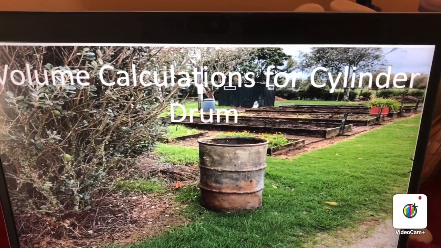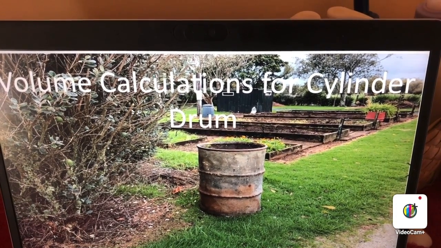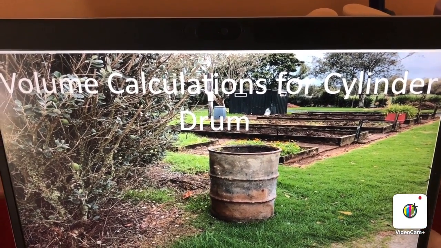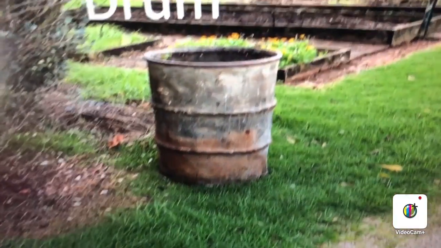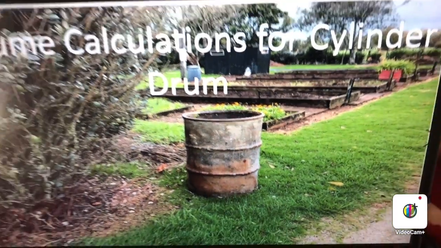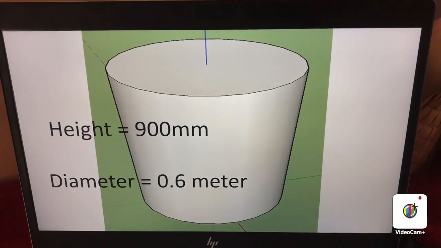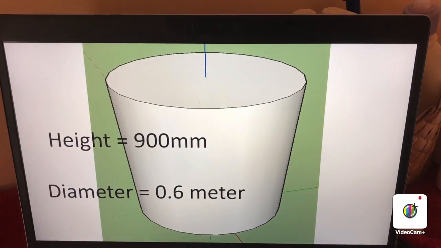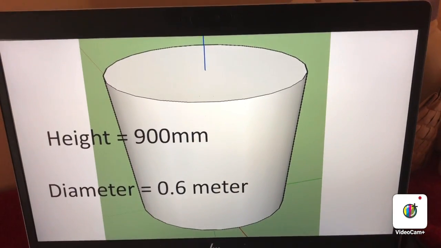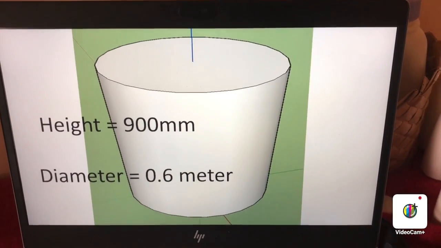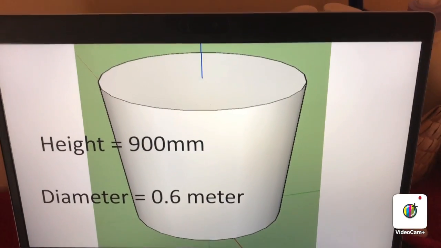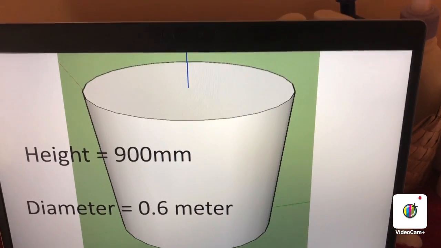Volume calculations for a cylinder. So we have a large volume to calculate for a drum. It's a cylindrical drum. Now that cylinder there, it's a photograph there, has a diameter of 600 millimeters or 0.6 meters. Now the radius is half of the diameter, so from here out is only 0.3 of a meter. So let's just see that.